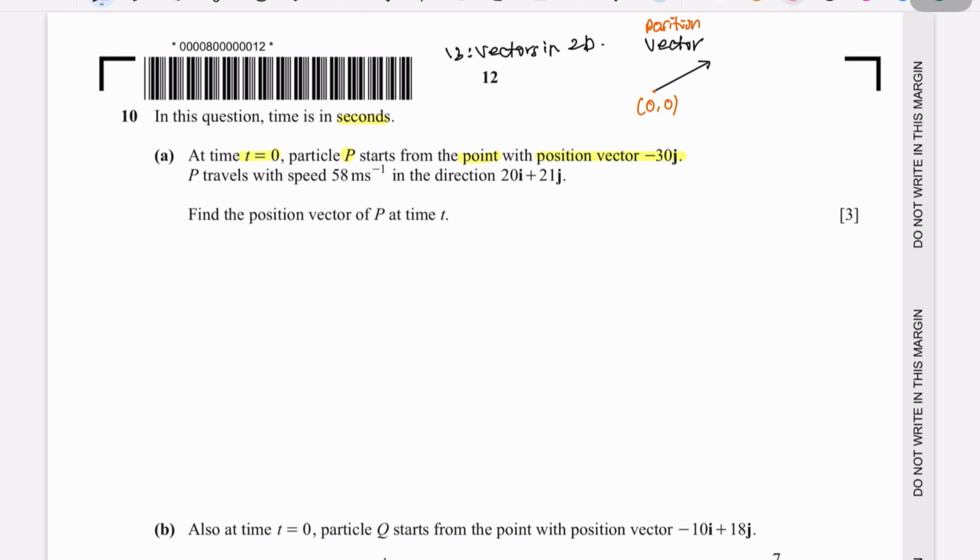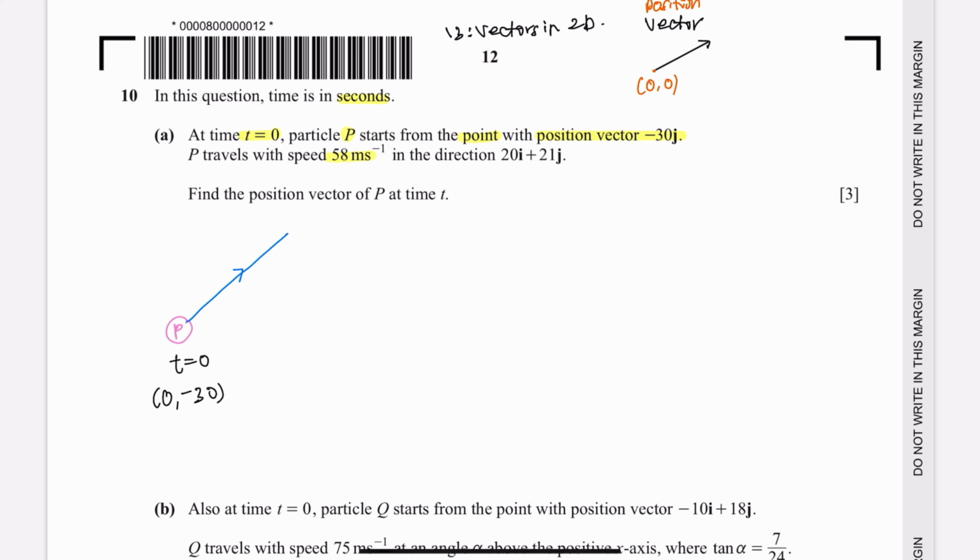Let's visualize this. Let's say we have a particle P at time equal to 0, and then the origin would be negative 30j. If I were to write it in coordinates, it's going to be 0, negative 30. And then that particle is going to move that way with a speed of 58 meters per second.